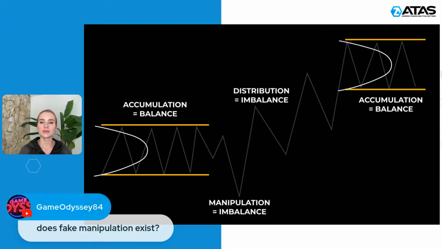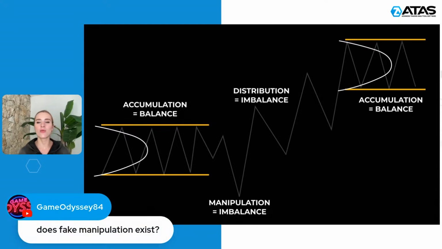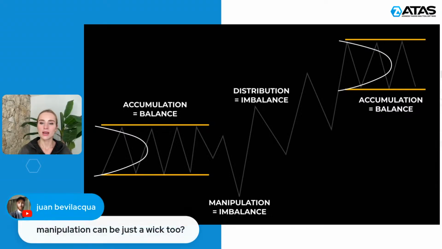What is a fake manipulation? Very interesting question. Manipulation by default is usually a fake out. It can be a weak move, it can be a fast move, but it's usually up to 50% of the accumulation zone.